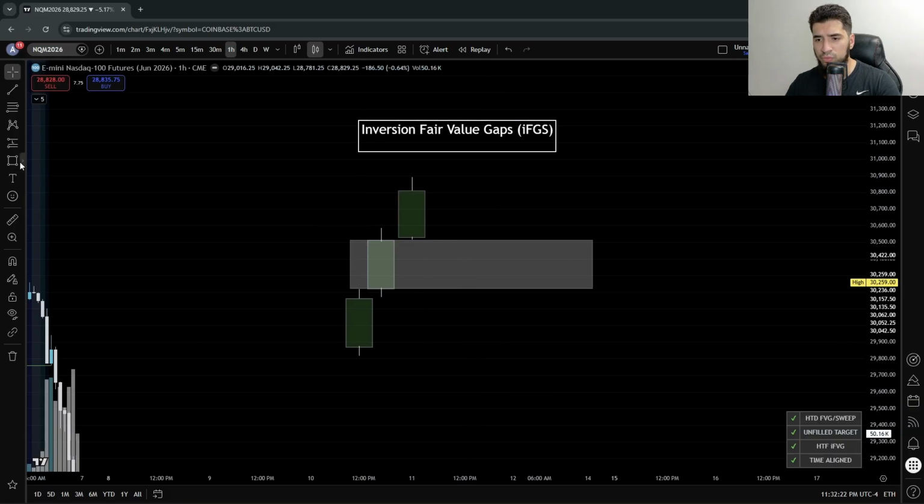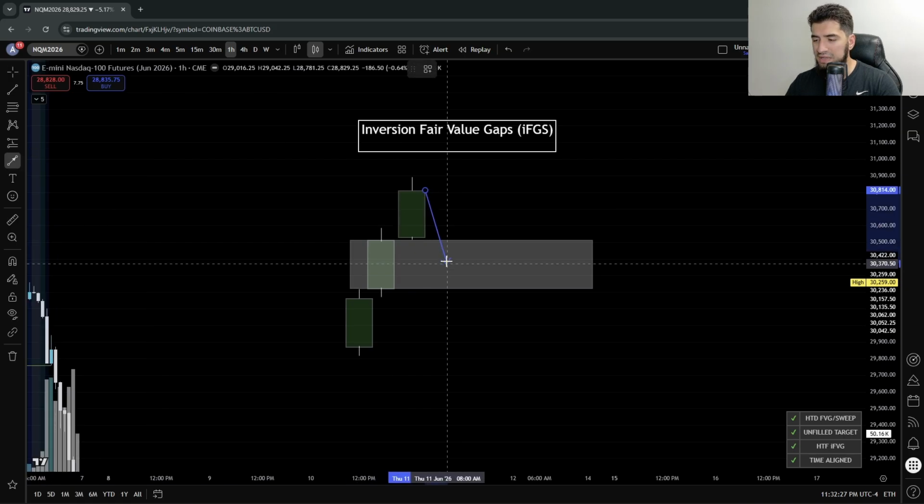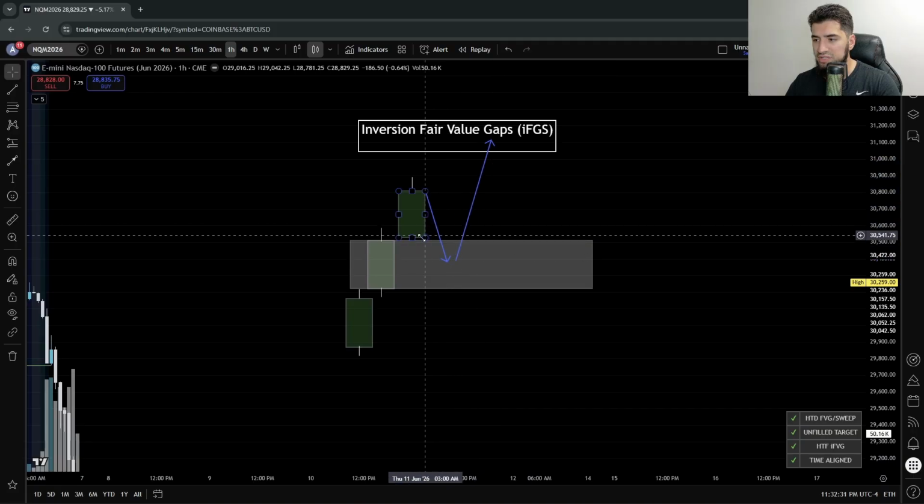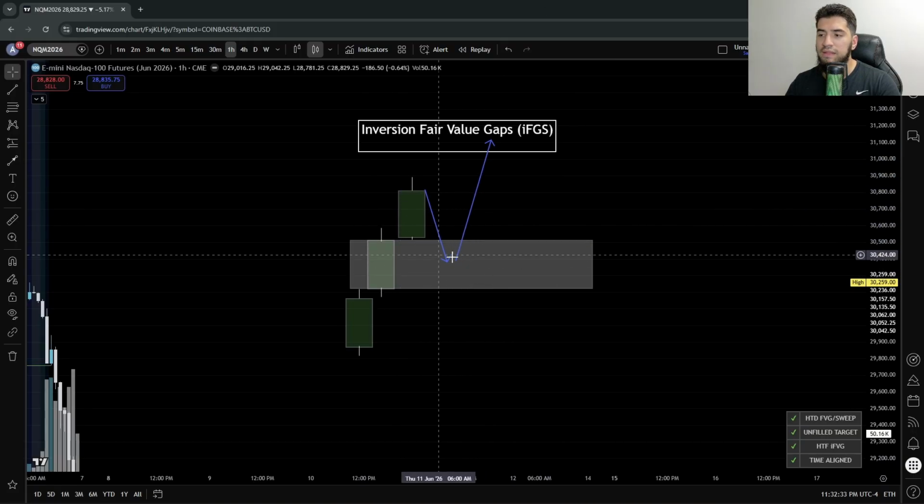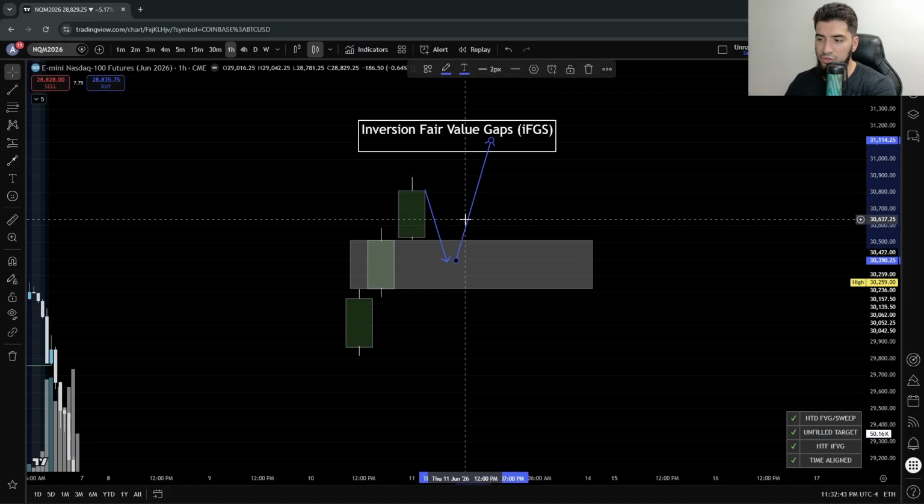Now, how does a fair value gap work, right? Pretty much anytime you form a fair value gap, you would expect price to come down to the fair value gap and then eventually respect it and push back up higher. And this would be your level of what's called a PD array, right? Something for it to bounce off of. So that's how fair value gaps are used.